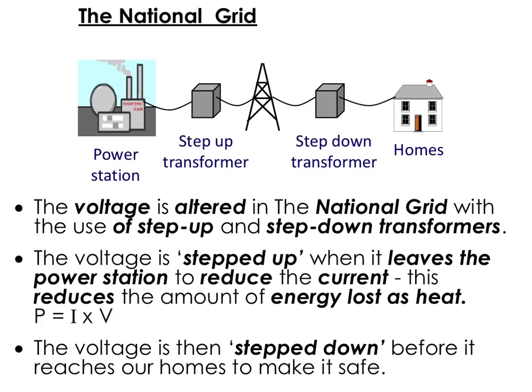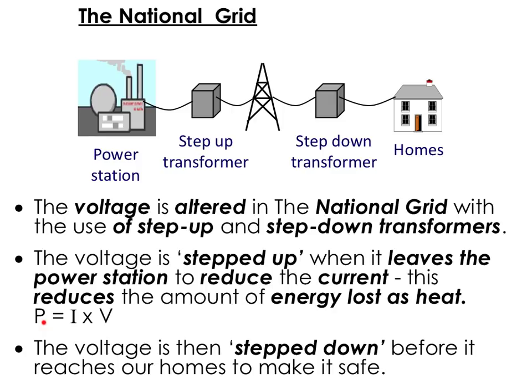First of all, the step-up transformer increases the potential difference but reduces the current. And the reason it reduces the current is because if there's less current, then there's less resistance. And if there's less resistance, there's less collisions between the electrons and the ions in the wire, and that means less heat is lost. You should be aware that power equals I times V, which is current times voltage.